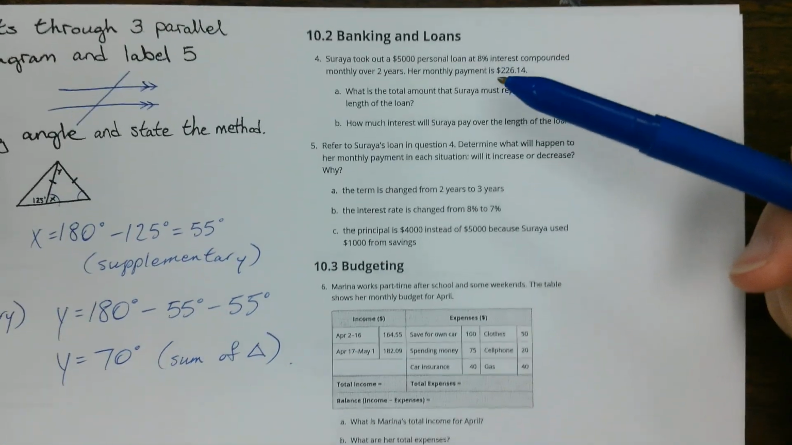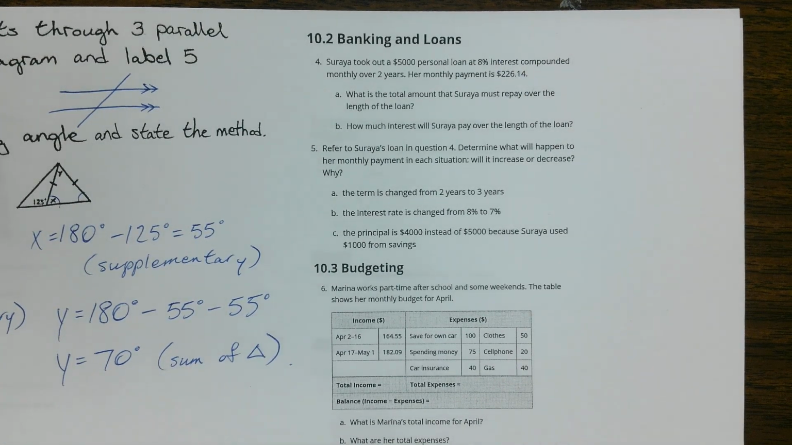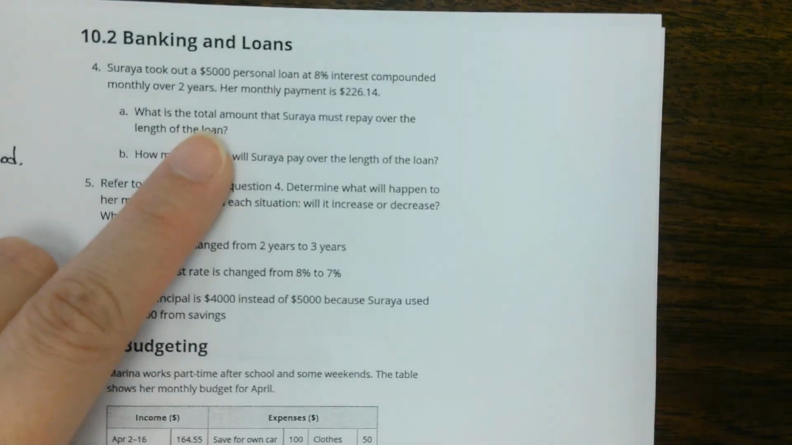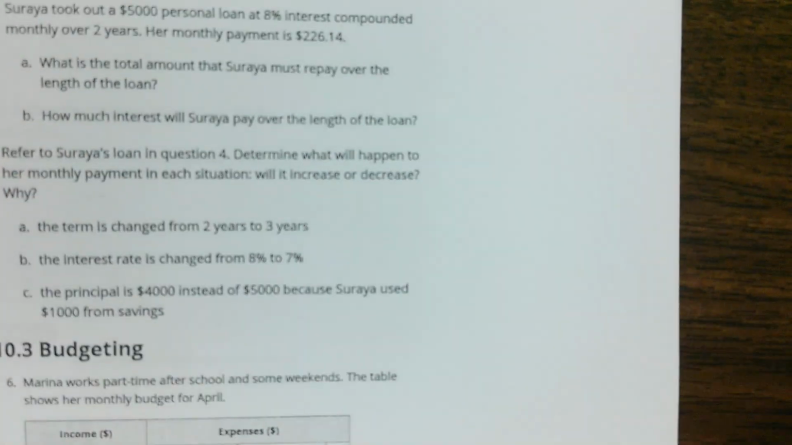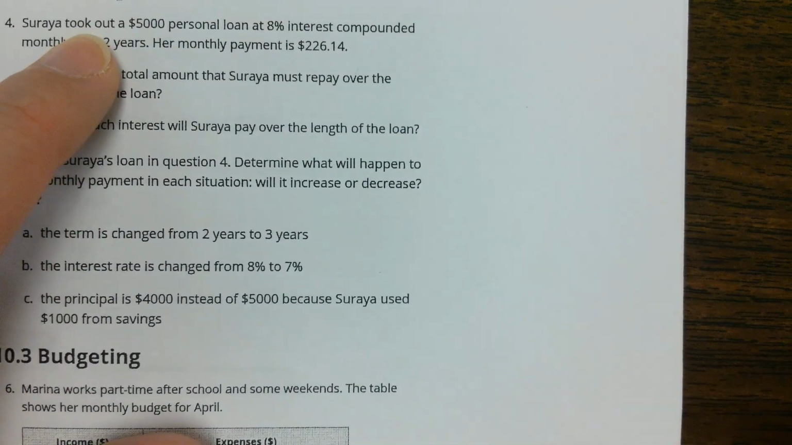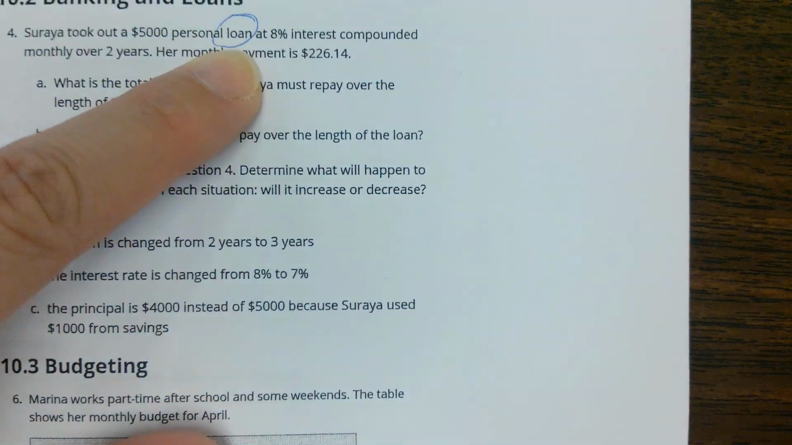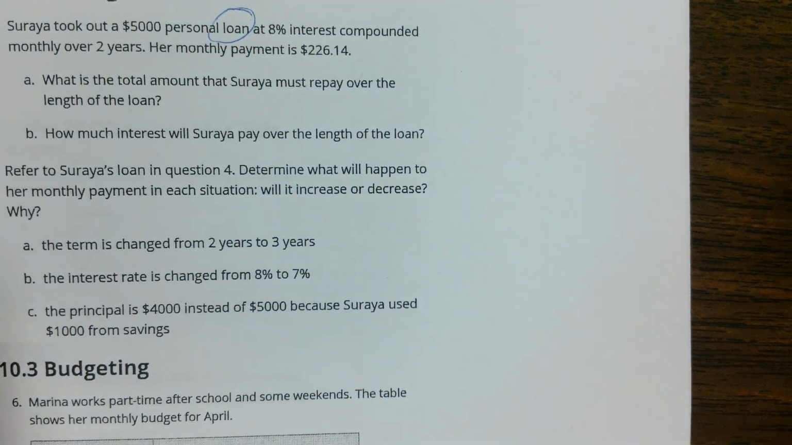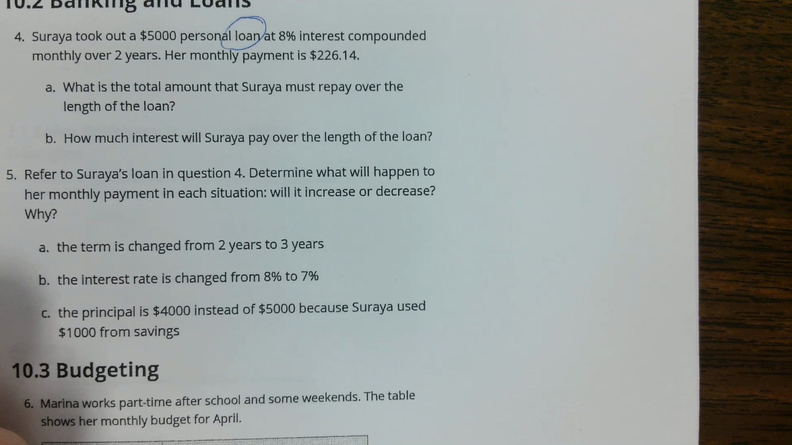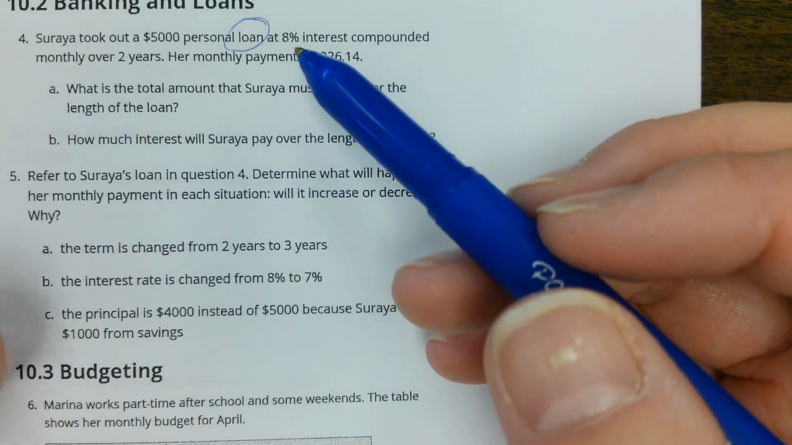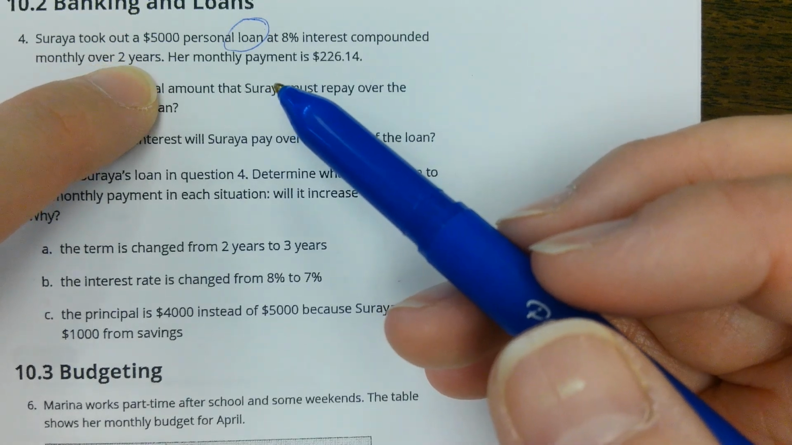So banking and loans. As I said, the finance unit is new to the curriculum. Let's do a few of these quick questions right here. Soraya took out a $5,000 personal loan. So loan, what does loan mean? Borrow. You borrowed money from the bank. And they charge you 8% interest, compounded monthly over 2 years.